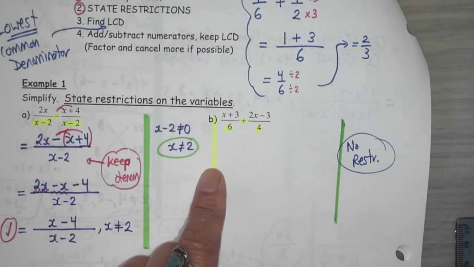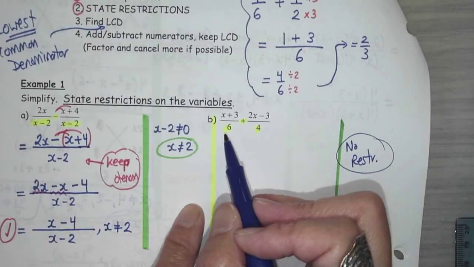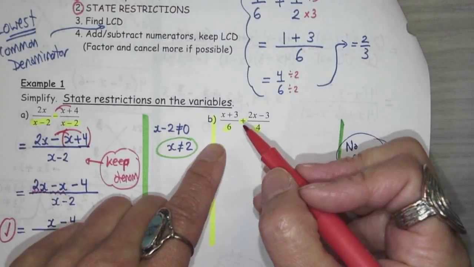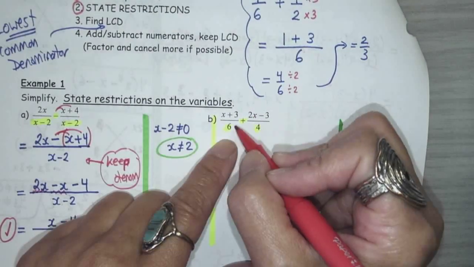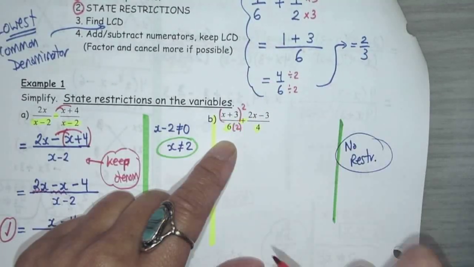Now we're going to do lowest common. So step 3 now is lowest common. So look at the denominators. Between 6 and 4, what is the lowest common? 12, yes. So 12, both of them can become 12. So this one, I need a times 2 on the top and the bottom.